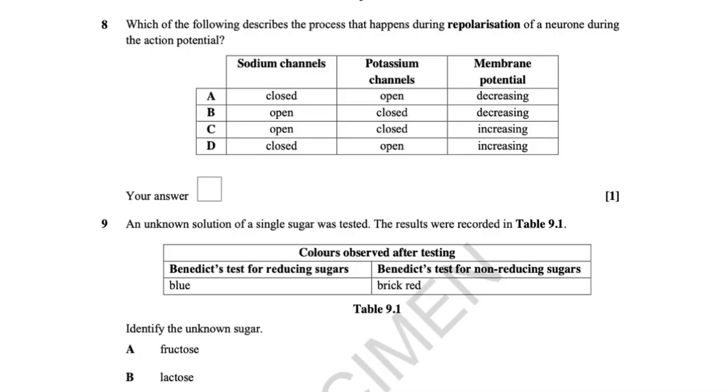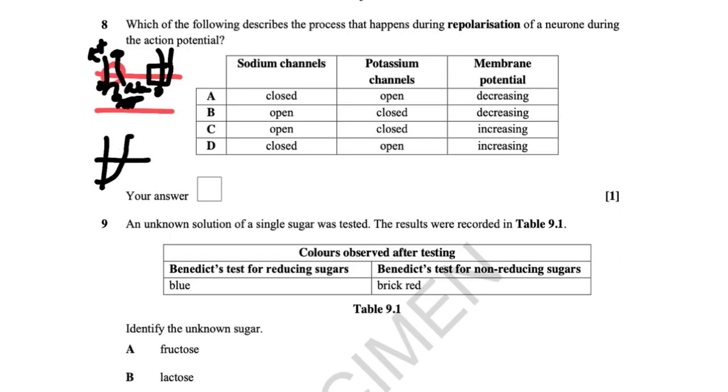So which of the following describes the process that happens during repolarization of the neuron during the action potential? So remember, with a neuron, it is polarized by the movement of sodiums and potassiums. The sodiums are moved out, the potassiums are moved in. This is powered by ATP. When you have an action potential, you reach the threshold value, the voltage gated sodium channels open, the sodium floods in, and this depolarizes the membrane.